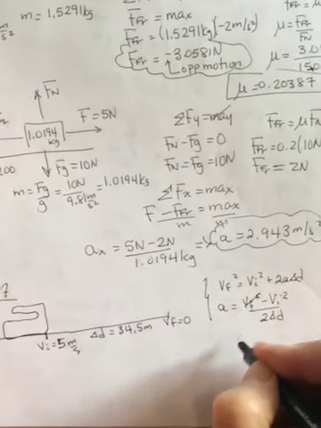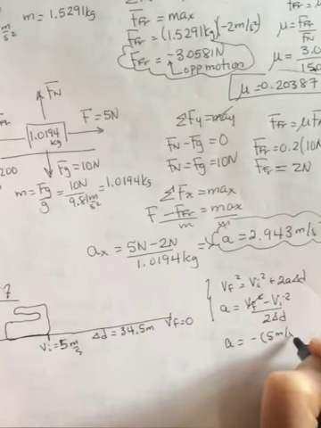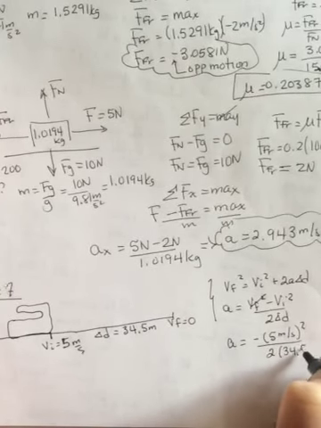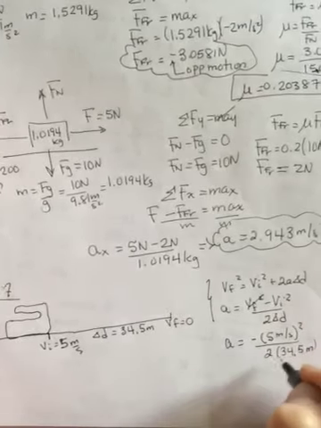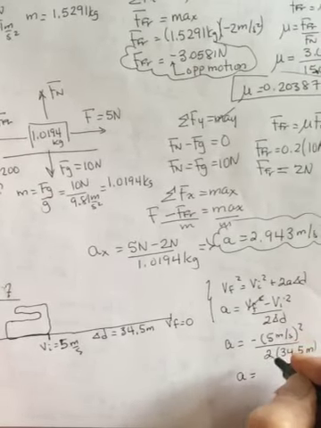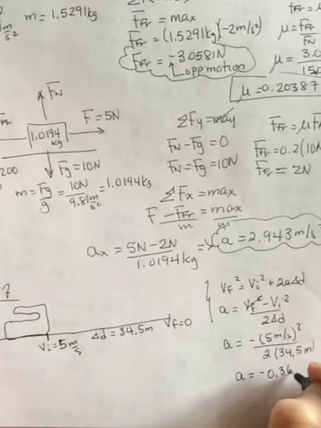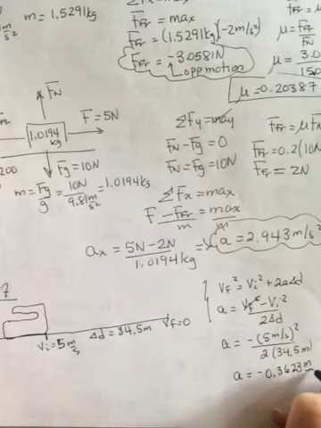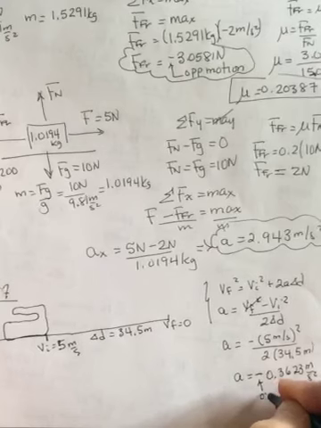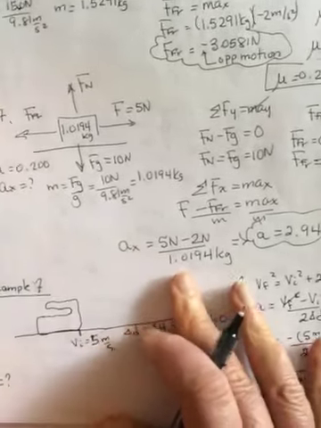It stops, so VF is 0. So A is equal to negative (5 meters per second) squared over 2 times 34.5 meters. So on the bottom is 69, on the top is negative 25. And when you do this, you get negative 0.3623 meters per second squared. And the negative means opposing motion, slowing down, whichever one you want to put in here. Okay, so we have our acceleration.